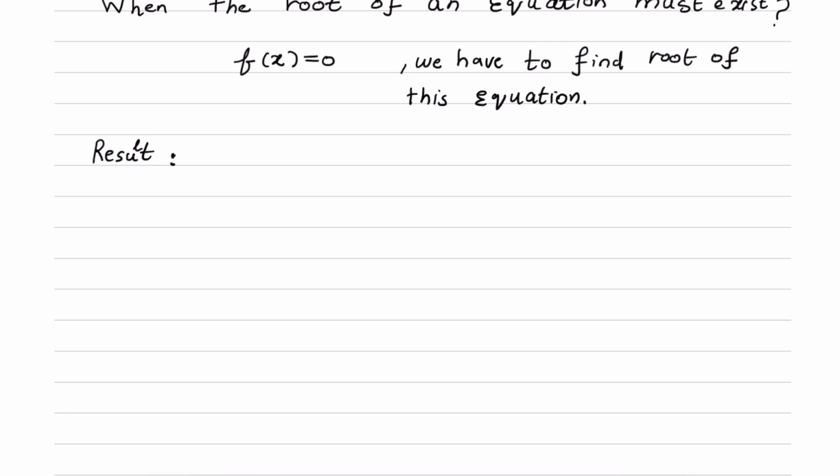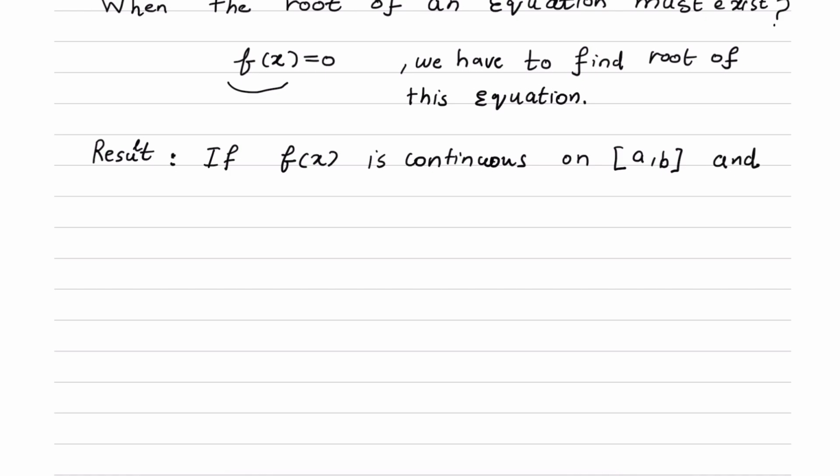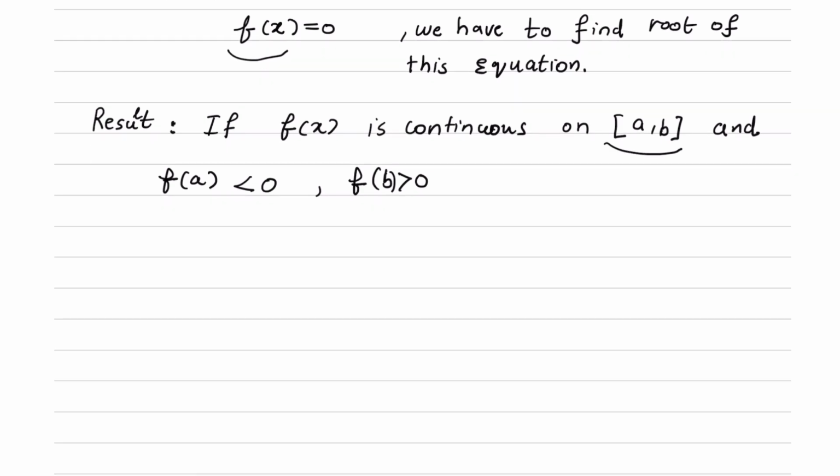What does this result say? If f of x is continuous on an interval AB and f of A is, let's say, less than 0 and f of B is greater than 0, means on one end of this interval the value of a function is less than 0 and on another end of the interval, that is B, the value of the function is positive or greater than 0.